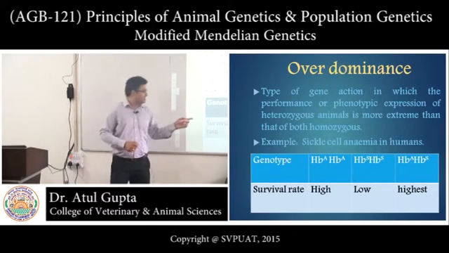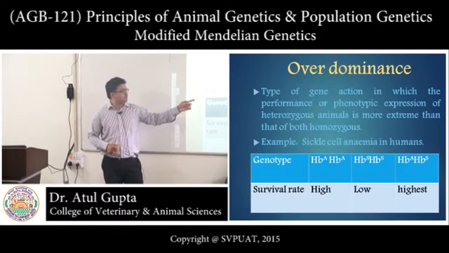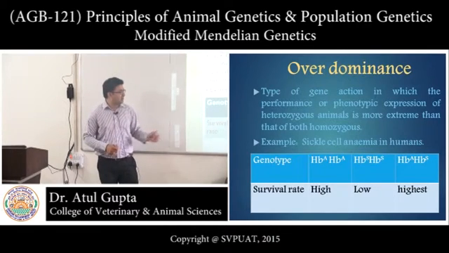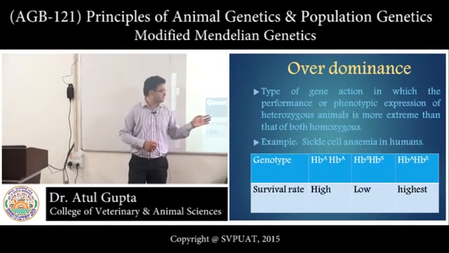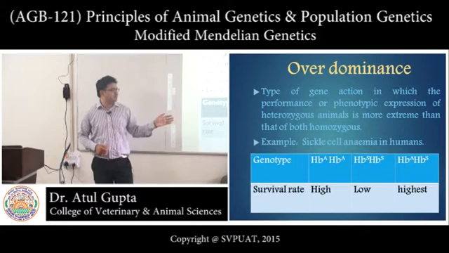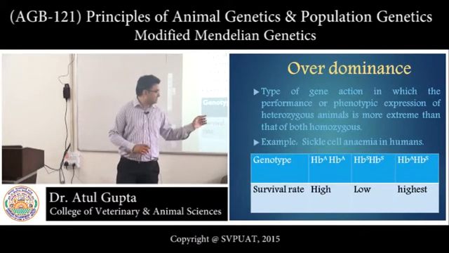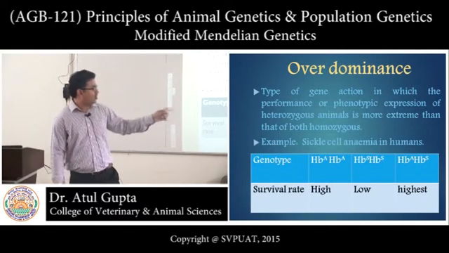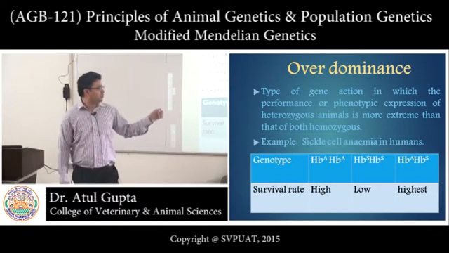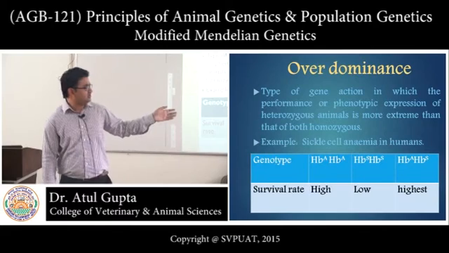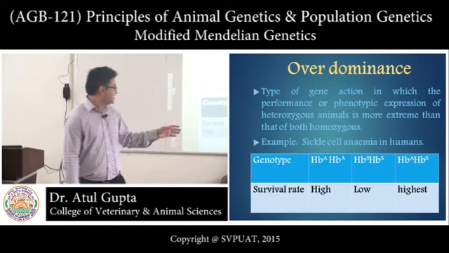So here we can see the genotypes HBA HBA, then HBS HBS and HBA HBS. The survival rate of HBA HBA is higher than HBS HBS. Then here we can see the heterozygote individual HBA HBS has the maximum survival rate, as we know, due to this overdominance phenomenon. These individuals with HBA HBS will have the highest survival rate.